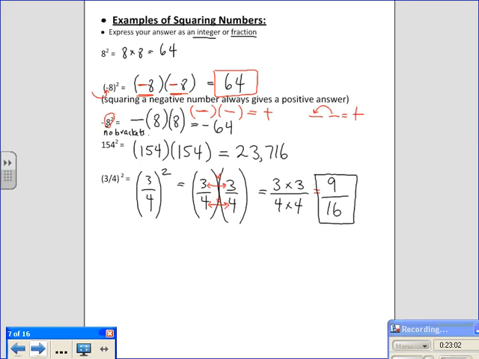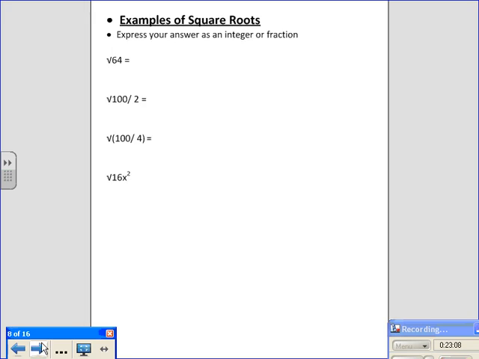All right, let's go ahead and do some examples of square roots. We're almost done. Examples of square roots: express your answer as an integer or a fraction.